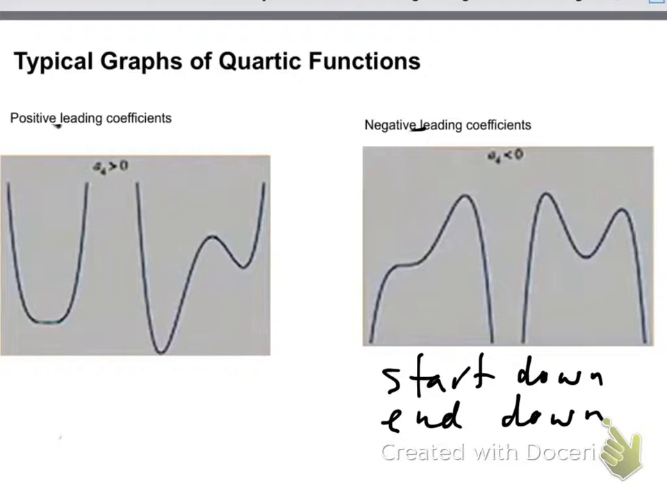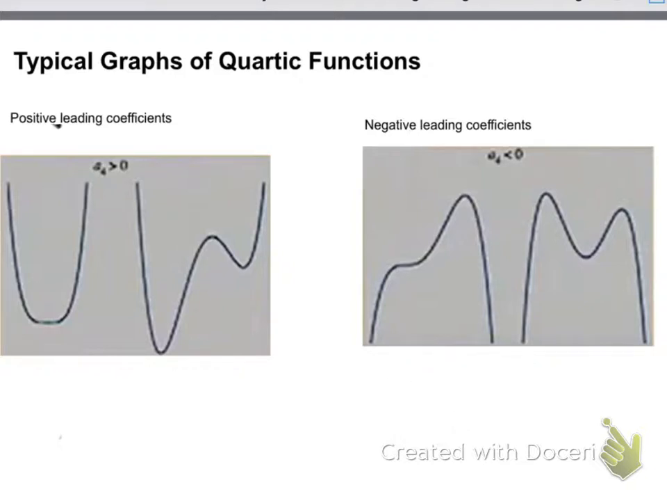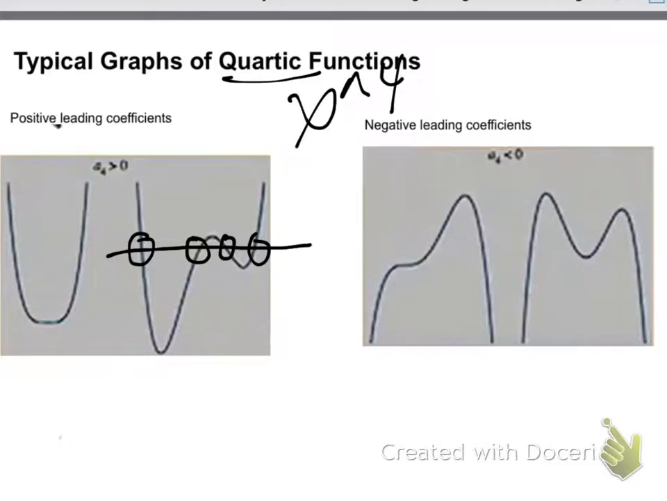So let's erase. Draw on an x-axis that intersects the graph in as many points as possible. So 1 root, 2 roots, 3 roots, 4 roots. So quartic functions, raised to the 4th power, have at most 4 roots. Same thing over here, even though my leading coefficient is negative, I still get at most 4 roots.